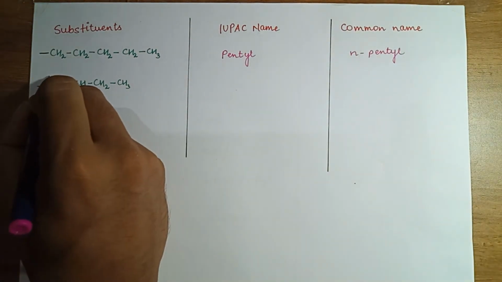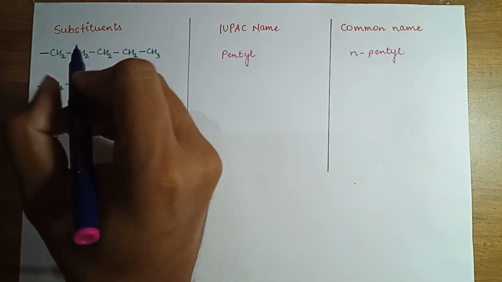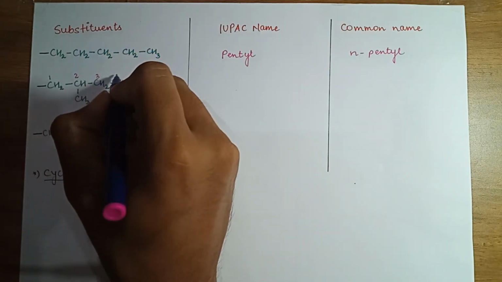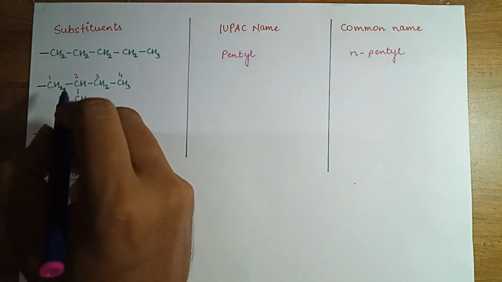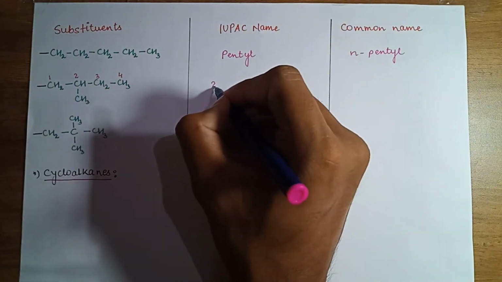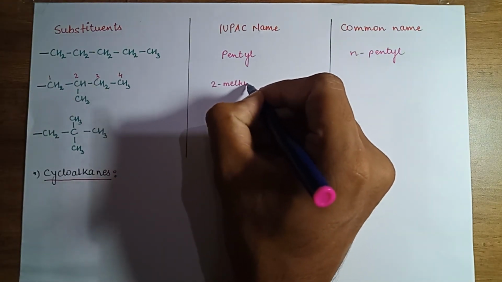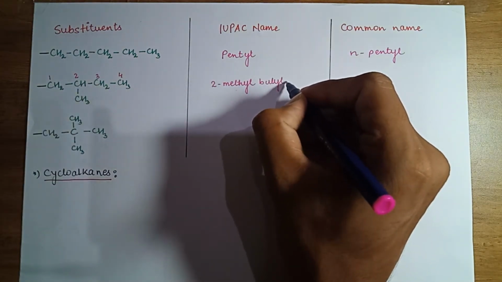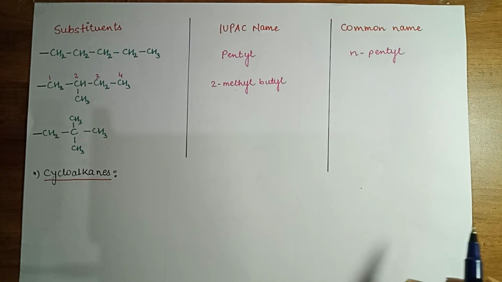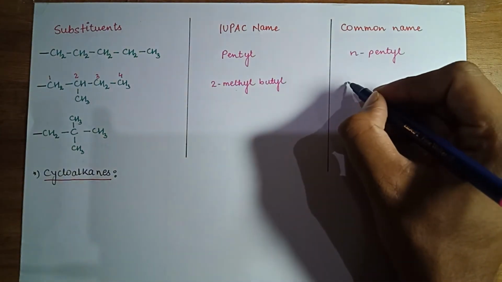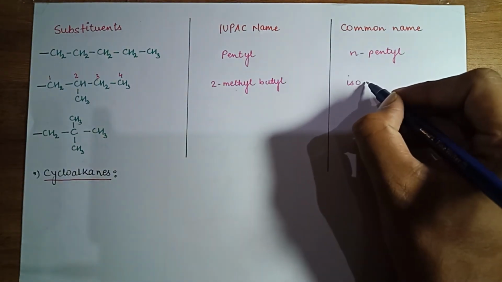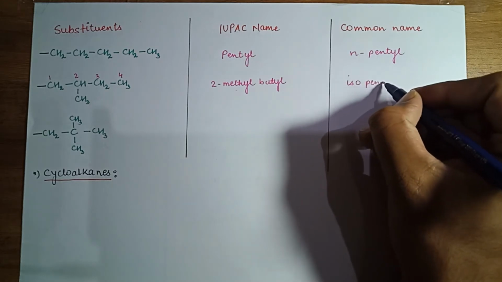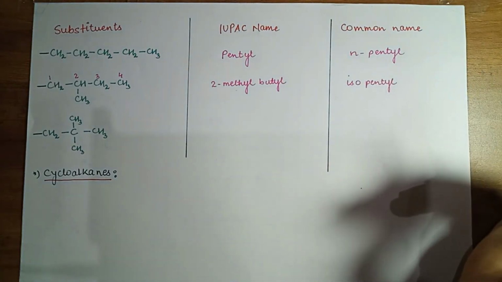Next is name, give the numbering 1 2 3 4. So at second position methyl group, it will be 2 methyl, 4 carbon chain means butyl. And the common name will be isopentyl.